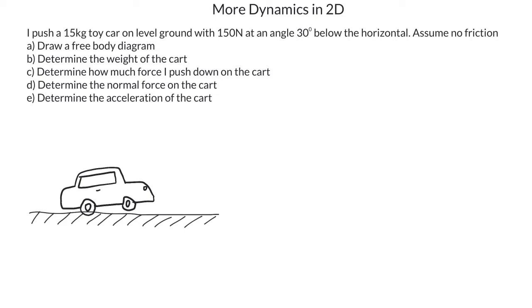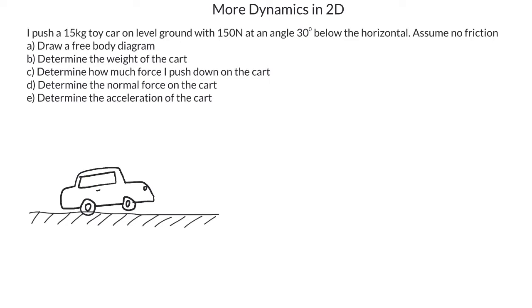Alright, so I pushed a 15 kilogram toy car on level ground with 150 newtons at an angle 30 degrees below the horizontal. So that means that I am not pushing this car perfectly horizontal like this. I'm actually pushing the car like that at an angle. And it says to assume no friction.